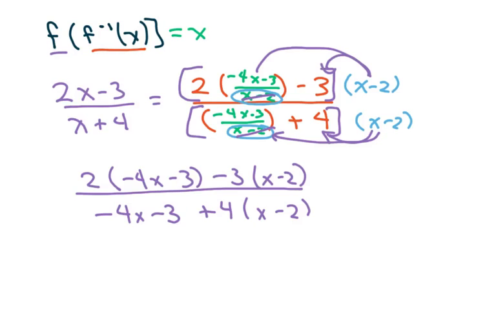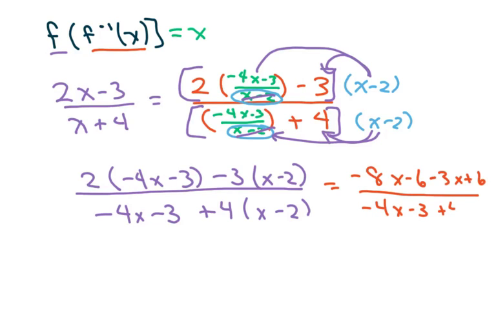Now when you simplify this, you're going to get negative 8x minus 6 minus 3x plus 6 over negative 4x minus 3 plus 4x minus 8. And let's see what we can cancel. The 6's cancel here. They zero out. And my 4x's cancel here. So I'm left with negative 11x over negative 11, and that gives me x.